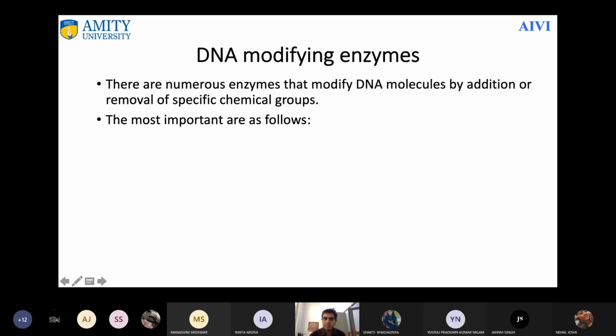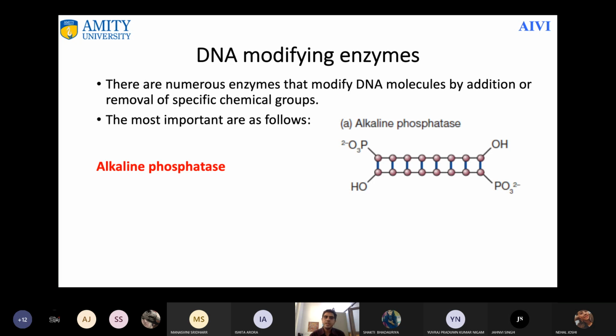Whatever enzymes perform such actions, we call them by name. One most important enzyme is alkaline phosphatase. Here the terms alkaline and phosphatase are there. Two types of enzymes are there: one is called kinases and the second type is called phosphatases. The term kinase is used for the utilization of ATP, and where ATP is utilized, we are going to add the phosphate group. So kinases are those enzymes which add the phosphate group.